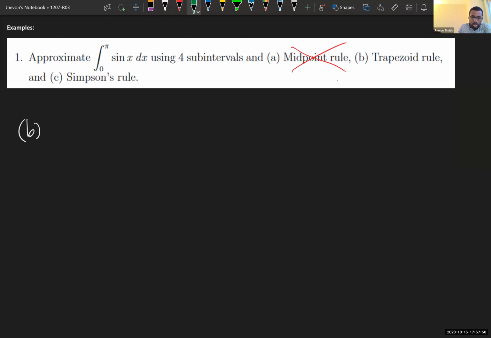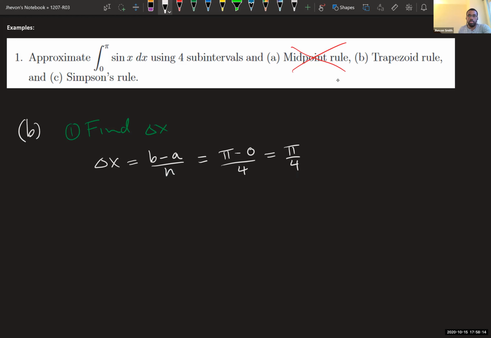As with Calc 1, the first thing you want to do is find delta x. Delta x, remember, is b minus a over n. Here we're given n is 4, b is pi, a is zero. So that's the first thing.